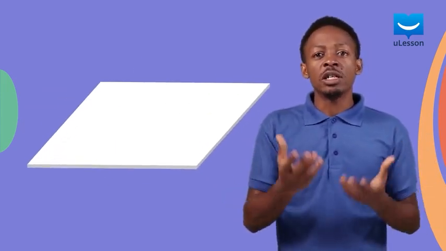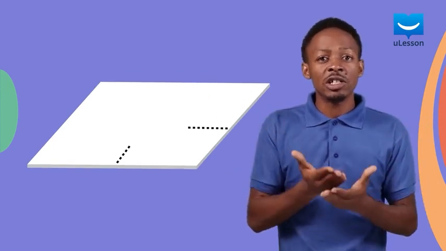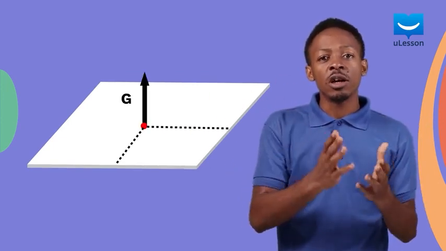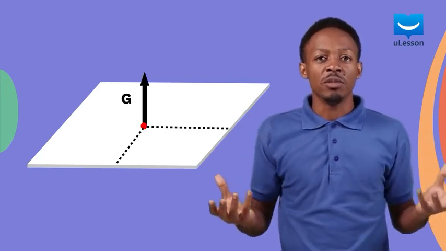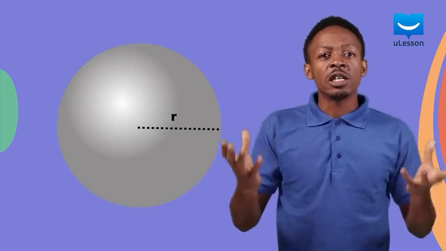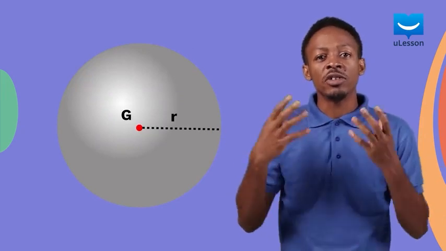For a uniform rectangular or square plate, the center of gravity is at the intersection of the diagonals of the rectangle or square, which some of you may call the middle of the shape, but it's pretty vague. For a uniform sphere, the center of mass is the center of the sphere. I hope you got the gist.